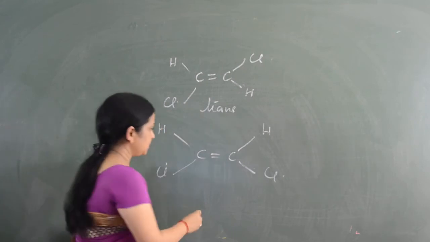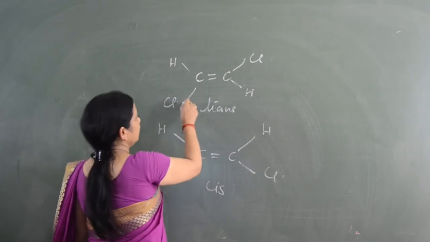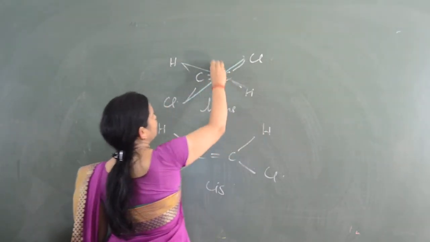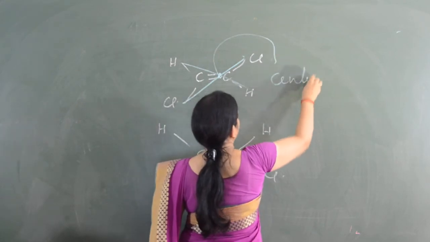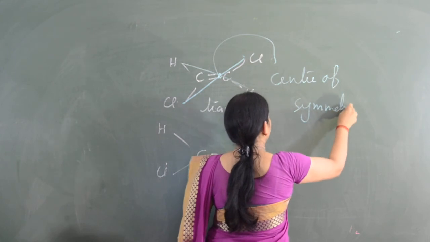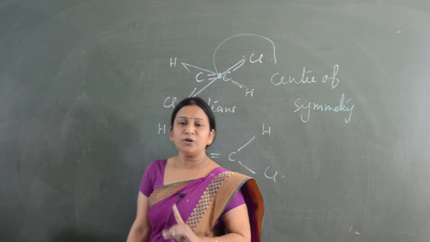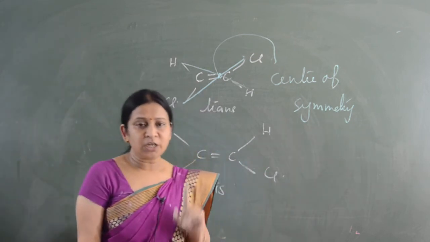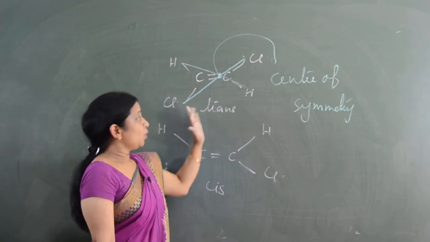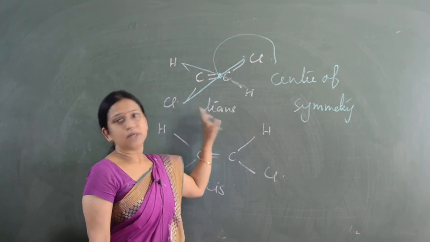Now, this is the cis form. If we see the first one, we encounter the same molecule. That means this molecule is having a center of symmetry. And any molecule, if it is having a center of symmetry, that means that molecule will be IR inactive. So if we see these two molecules, this molecule is IR inactive. Why? Because it is having a center of symmetry.